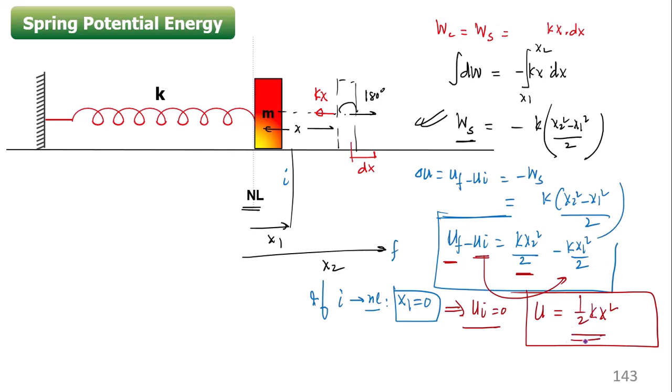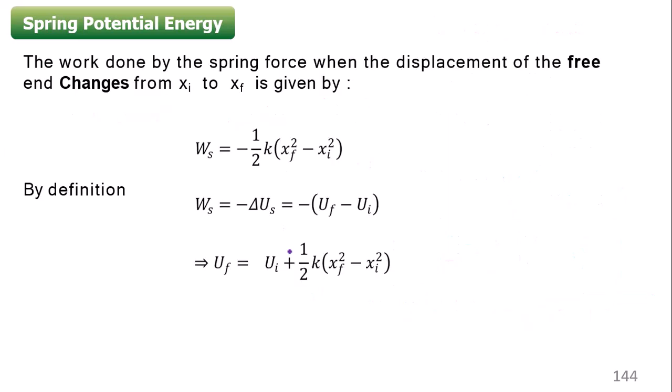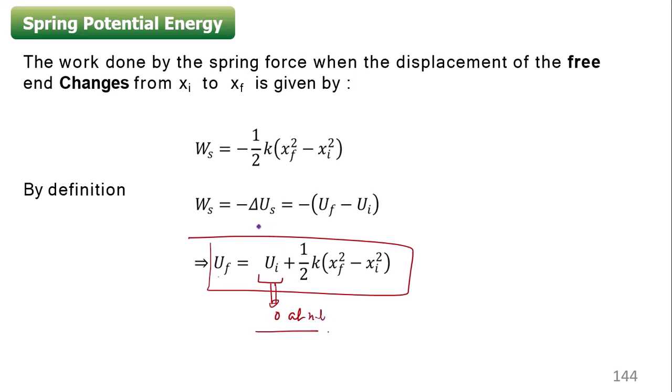Now again, if I look at this number, I can understand that U is always going to be positive. Why? Because it is half k x square. U can never be negative. So spring potential energy can also be written in the form that U final minus U initial equals that number. So U final is equal to U initial plus this number. So in most situations, we take U initial equal to 0 at natural length, so that means initially the spring is at natural length, so x initial is also 0.